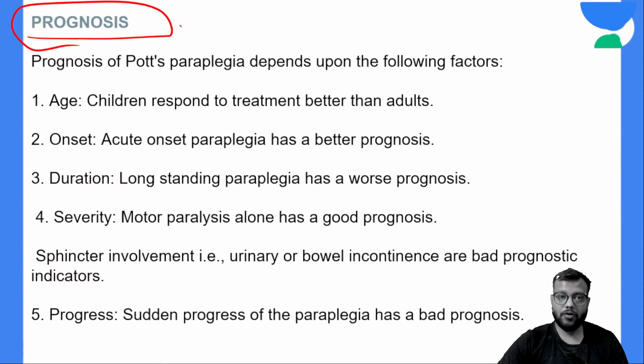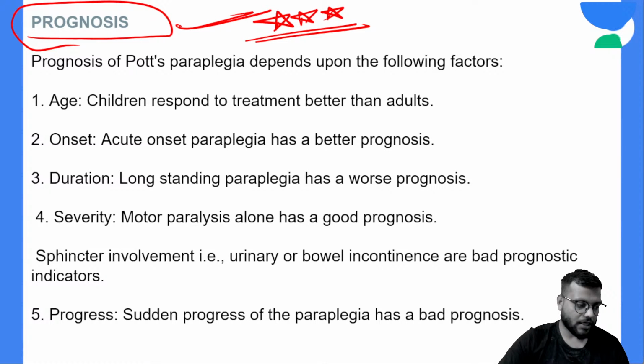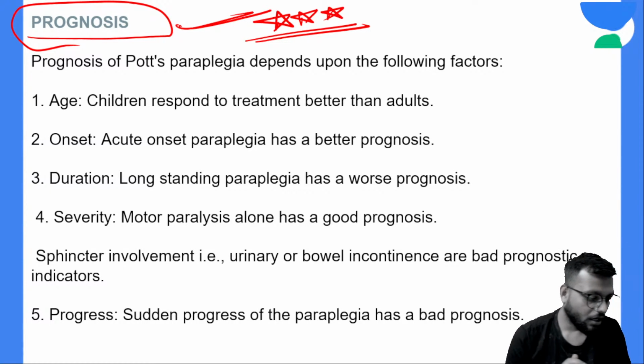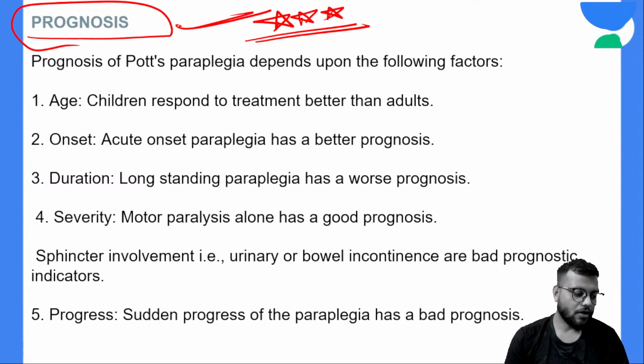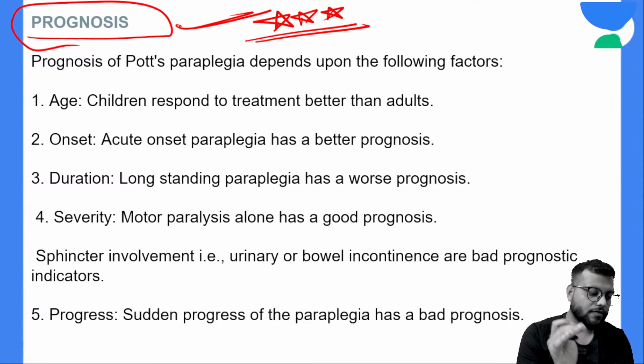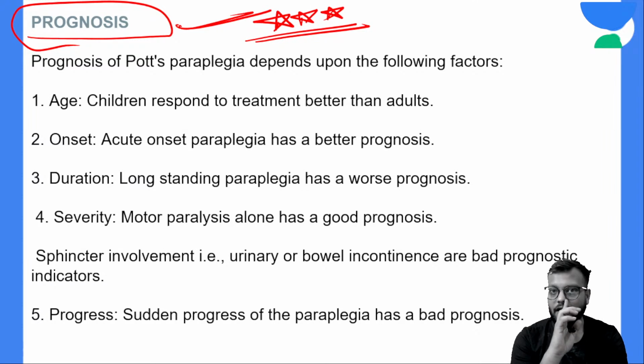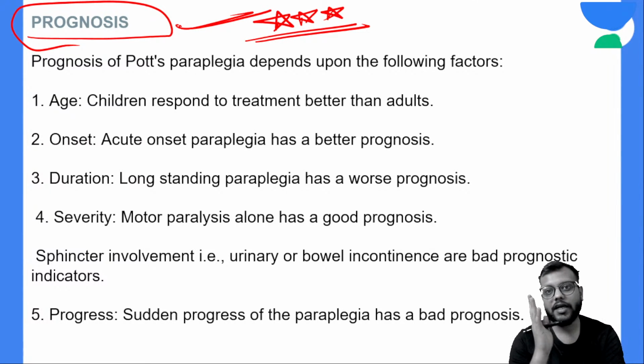Prognostic factors are very important, इस पे question बहुत commonly आता है. Okay, so in case of Pott's disease, which part of the vertebral column is commonly affected? Okay, so first of all, the involvement will be of the vertebral body, that too the metaphysis part and that too the anterior part.